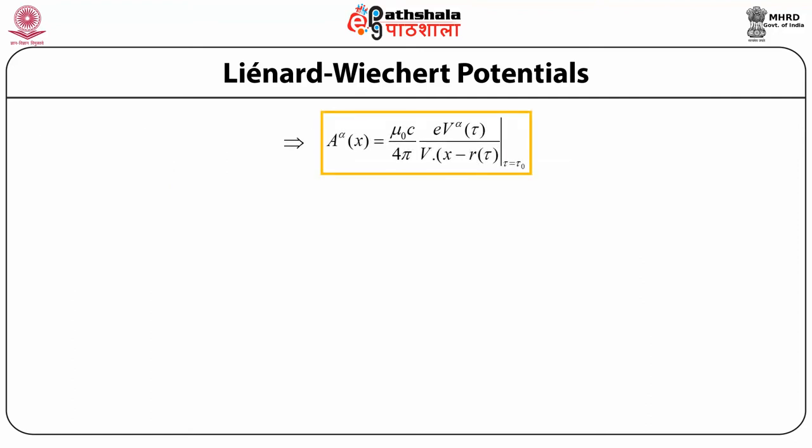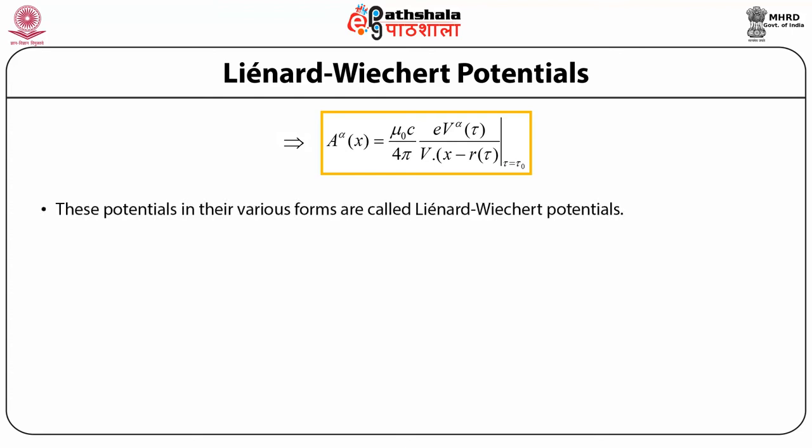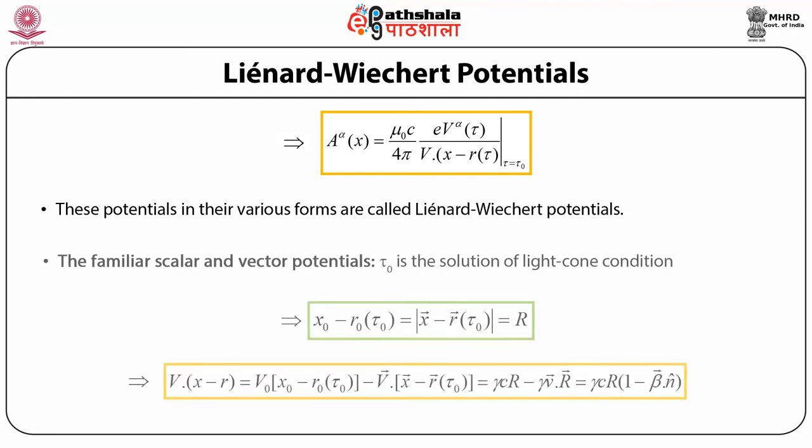And A^α(x) = (μ₀ c/4π) e v^α(τ)/(v·(x − r(τ))) with τ = τ₀. These potentials in their various forms are called Liénard-Wiechert potentials. The familiar scalar and vector potentials.